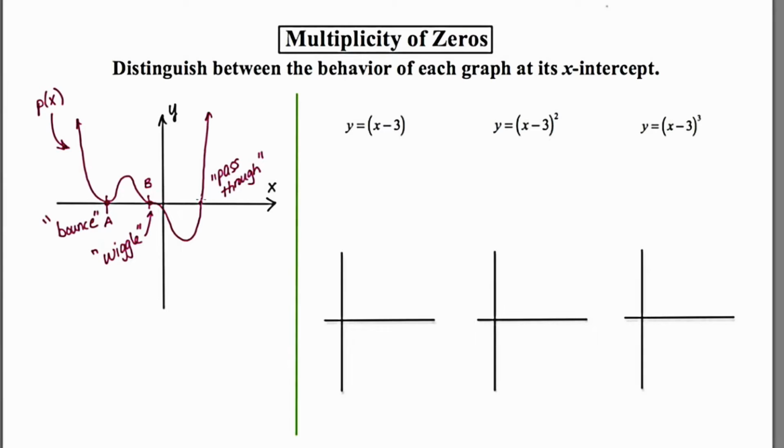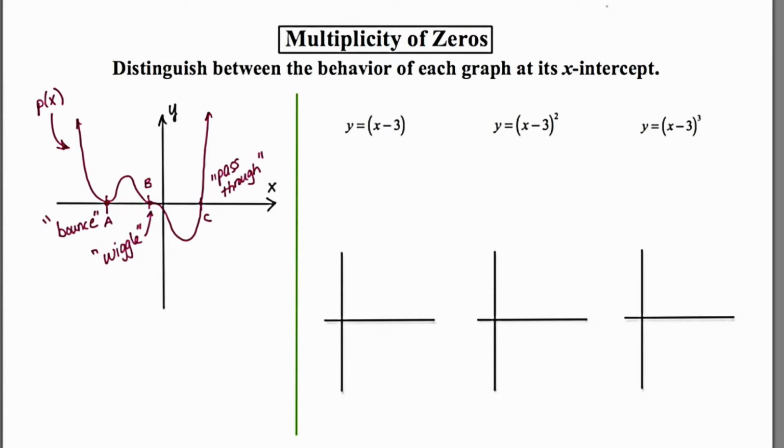And then when I get to my third point, or my third root, my third x-intercept, that'll be point C, and this one just passes right through. It doesn't bounce, it doesn't wiggle, it just crosses from one side to the other, so we'll call that a pass-through. And these three terms, the bounce, the wiggle, and the pass-through, are the three essentially different types of behaviors that could result due to this thing called multiplicity.